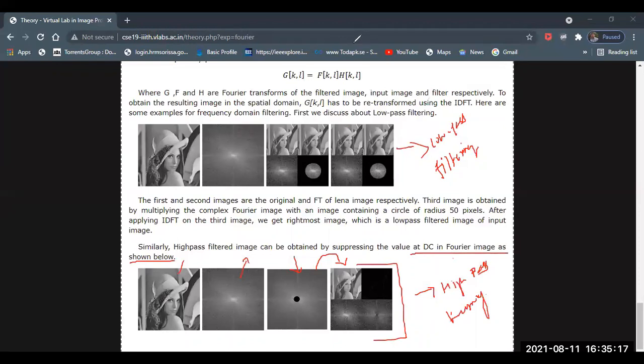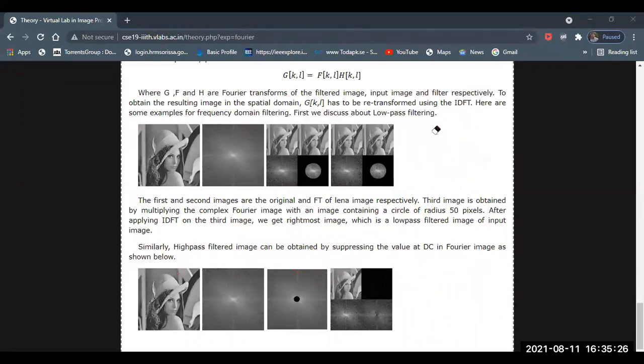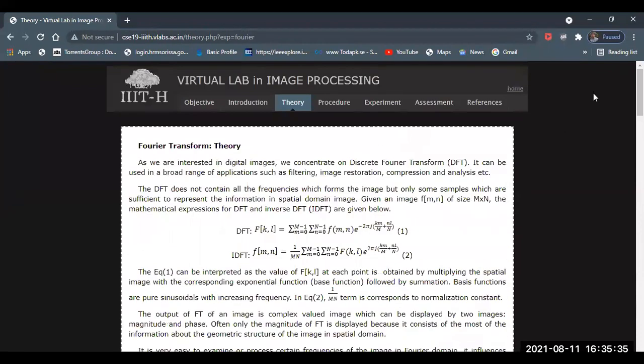Okay, so with this we have finished the theoretical part. As the time is also coming to an end, we have two minutes left, so let me recall what we have learned today. The main objective of the experiment is to find the Fourier transformation of a given image. In the introduction part we discussed why we need a Fourier transformation.